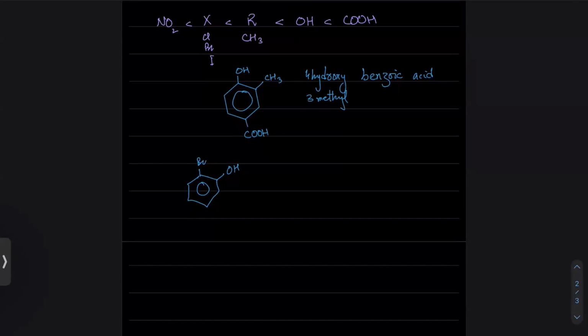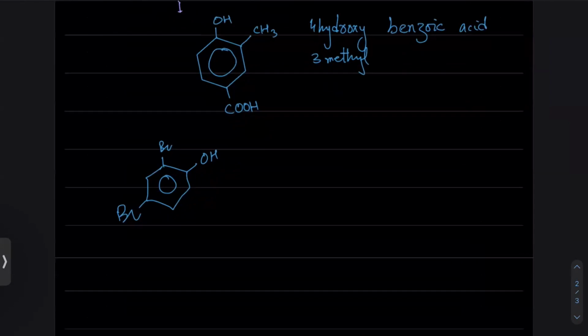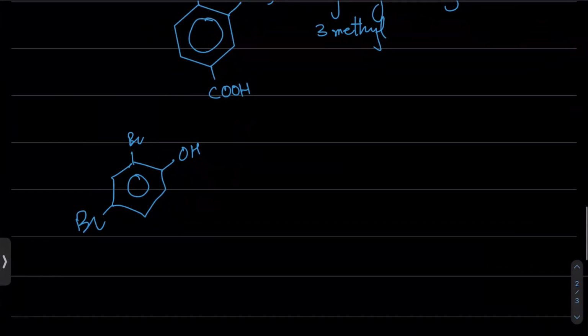Okay, how about this? 2,4-bromophenol. Yeah, still phenol, but 2,4-dibromophenol. Okay, now let's do something else. How about this? Benzoic acid, right?